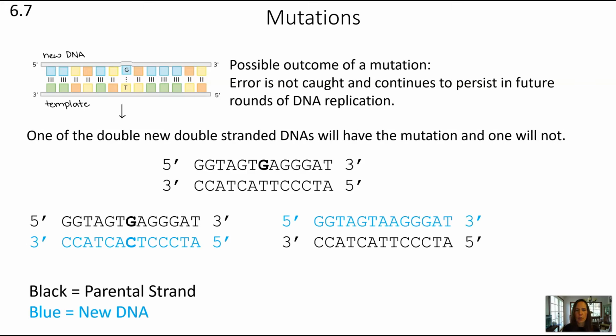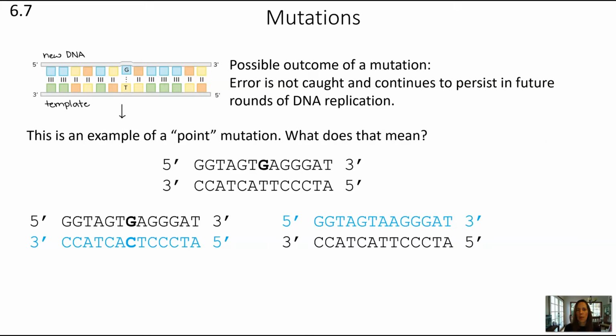So one of the new double-stranded DNAs will have the mutation and one will not. So the top strand, if that gets copied, that has the mutation. And then that serves as the template, so that mutation is going to be there on both strands of the DNA. That bottom one doesn't have the mutation, so when that serves as the template, then the new DNA will not have that mutation.